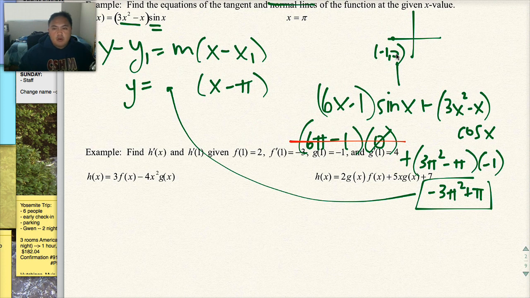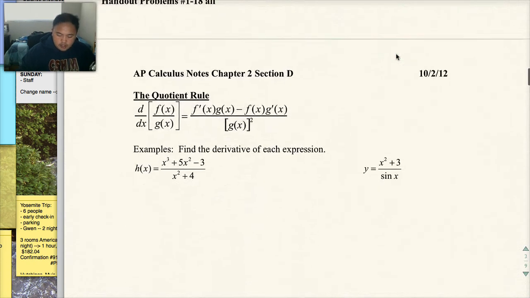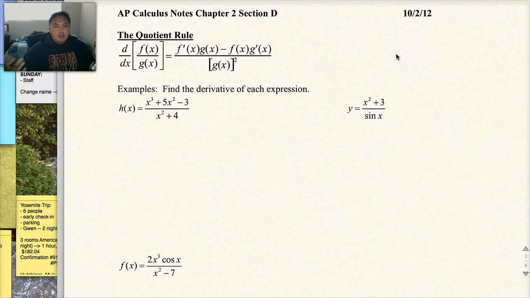You could simplify that even more, but again, for the AP exam, it's still the right answer. You don't have to simplify any further if this is a free response problem. And that's the product rule. Okay. Now, going to the next page, we'll talk about the quotient rule.